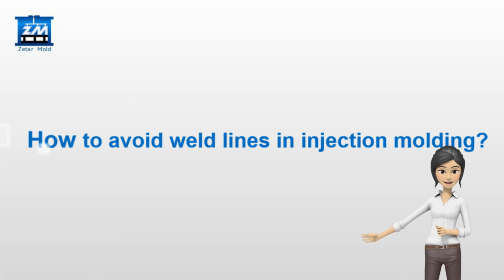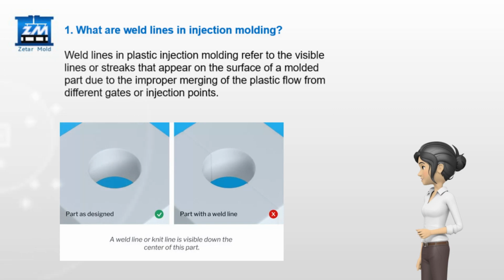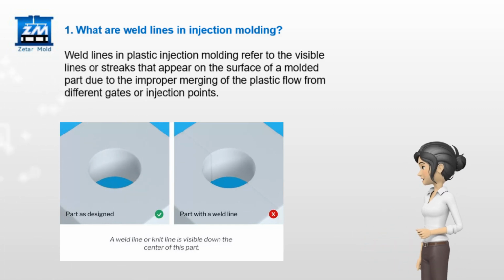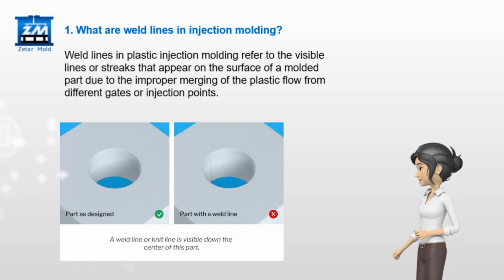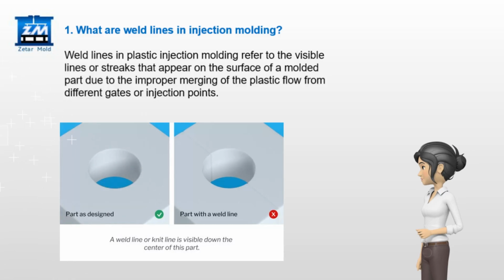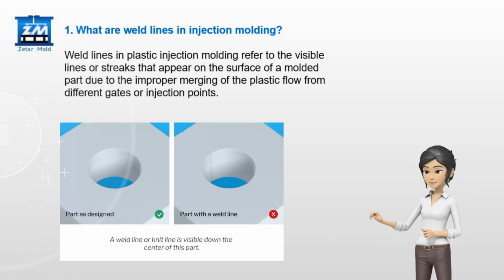How to avoid weld lines in injection molding. What are weld lines in injection molding? Weld lines in injection molding refer to the visible lines or streaks that appear on the surface of a molded part due to the improper merging of the plastic flow from different gates or injection points.